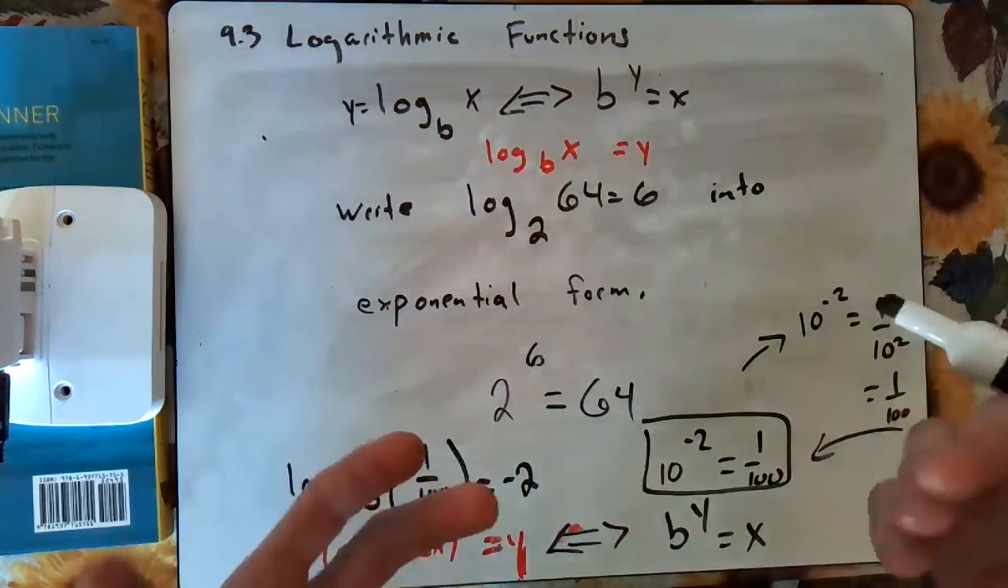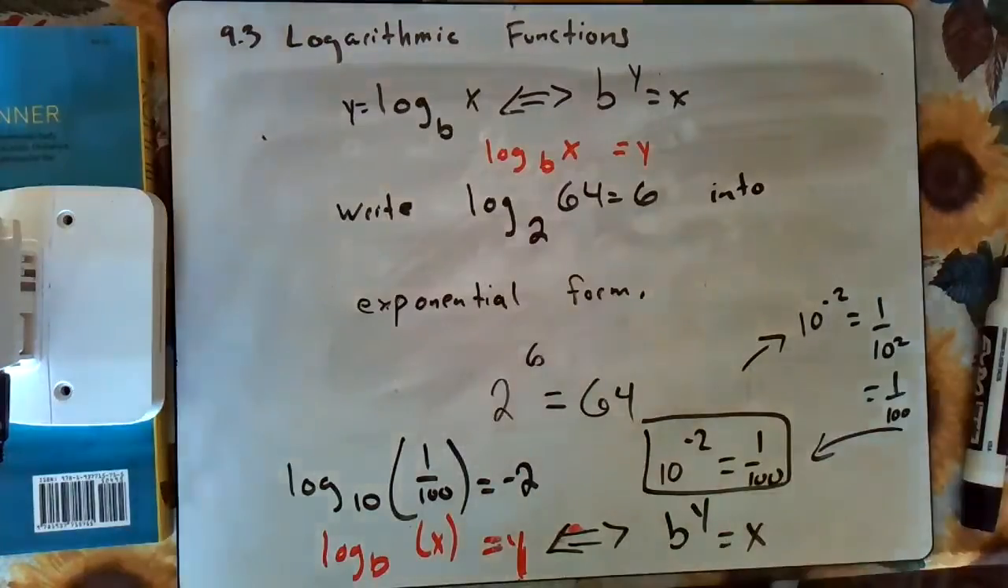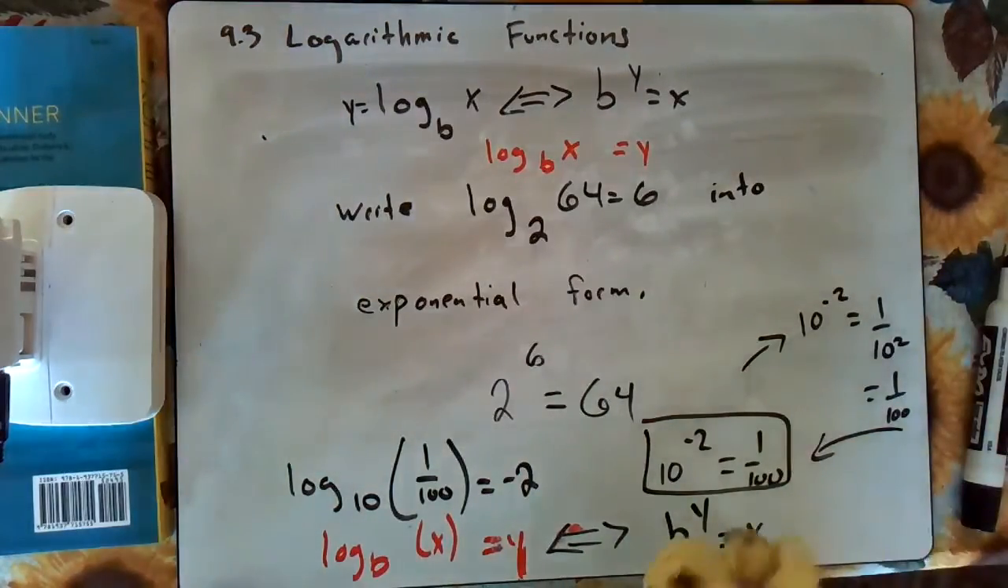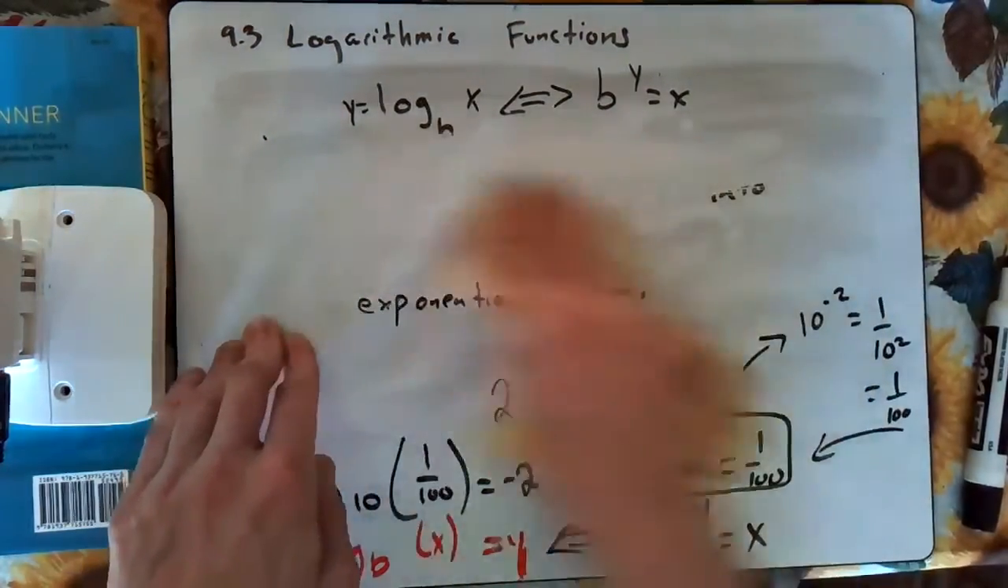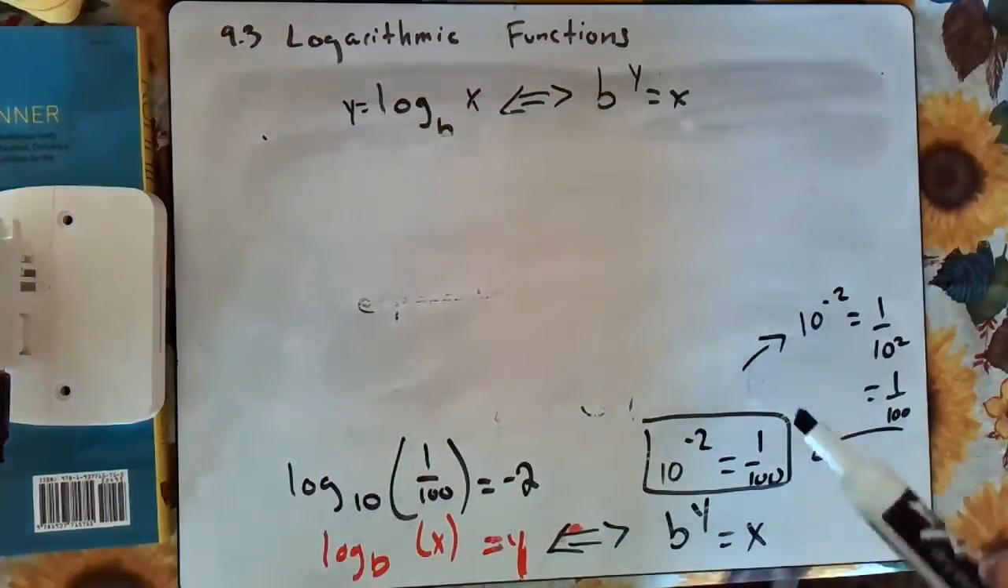So again, it does not matter what your log looks like. You just need to remember log base b of x equals y is equivalent to b to the y equals x. If you write that down on your sheet of paper as you're doing these homeworks, it's going to be very straightforward. What if we have one like this?